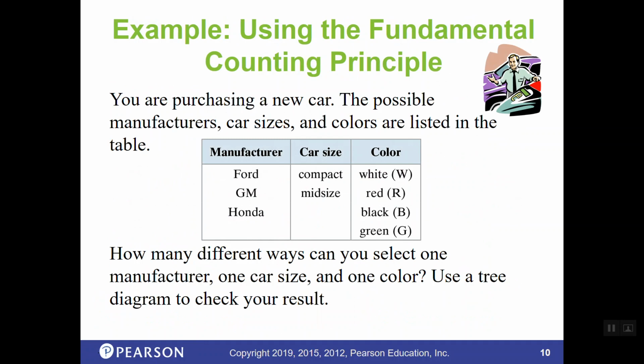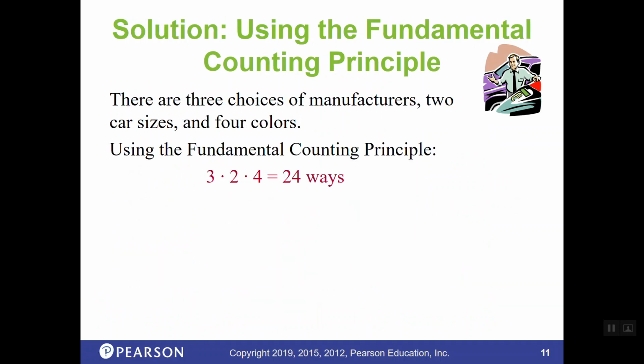This is really like when you go to the dealership, these are your choices. What are you looking for? You're able to get out of there, hopefully, with one type of car. If those are the choices, this will tell you how many choices you have to choose from. And sometimes there are just too many and we get overwhelmed. Since there are three choices for a manufacturer, we put a 3 there. There are two car sizes, so you put 2, and there are 4 colors. Using the fundamental counting principle, you have 24 ways, or 24 options, to choose from.